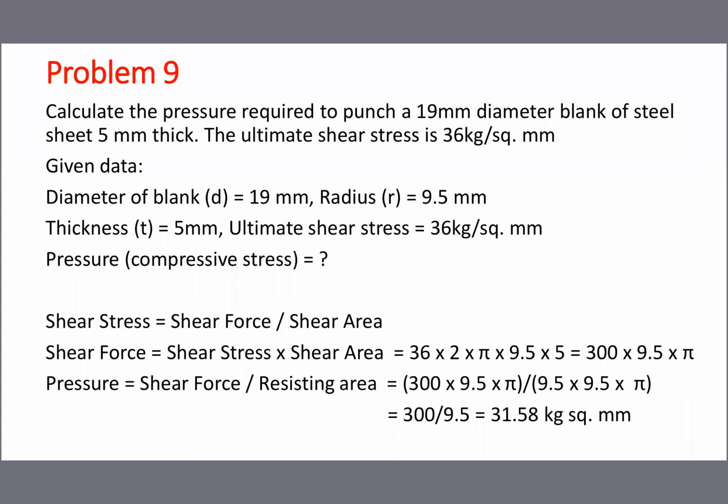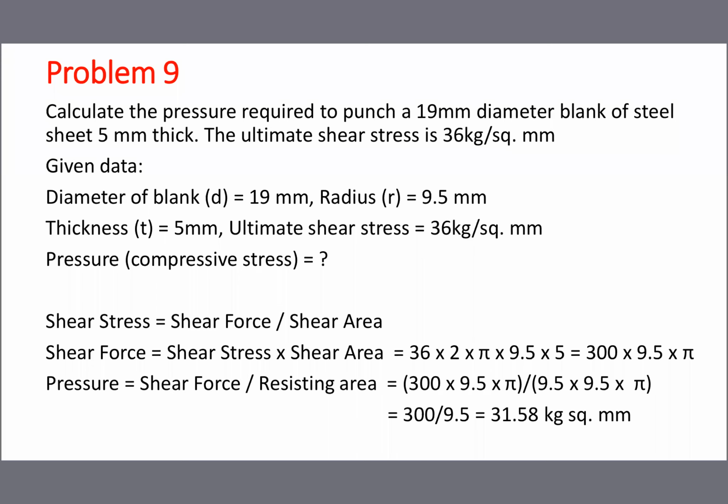So the application of this chapter. Diameter of the blank 19 mm given, radius 9.5 mm given, thickness 5 mm given, ultimate shear stress given as 36 kg per square millimeter. The question is to calculate the pressure required. Pressure is nothing but compressive stress. According to our chapter, they are asking pressure, so this compressive stress we have to calculate.